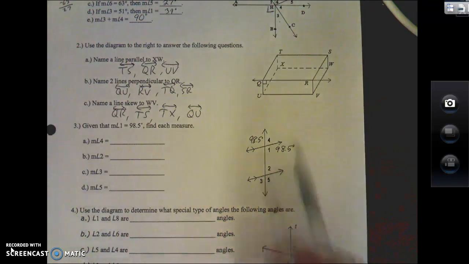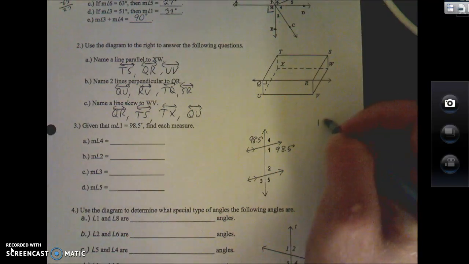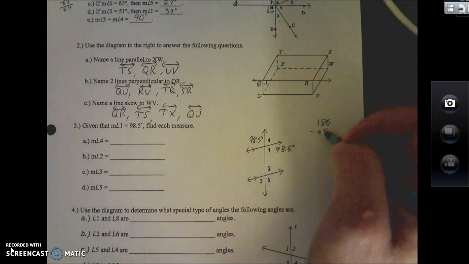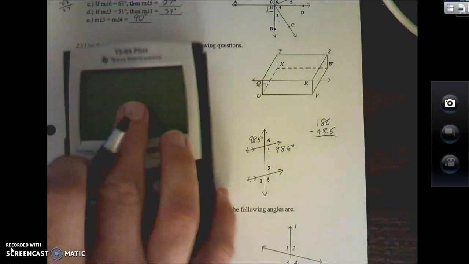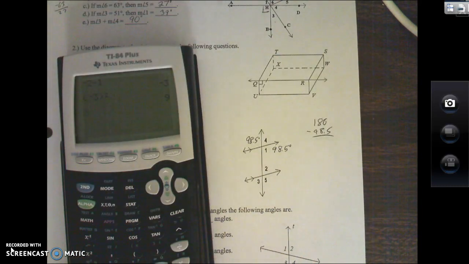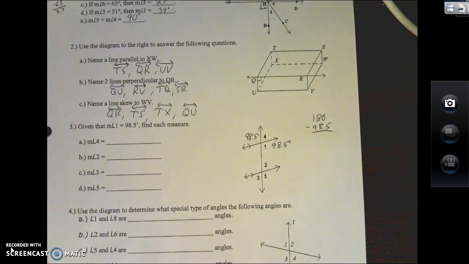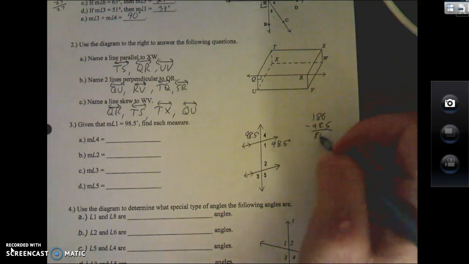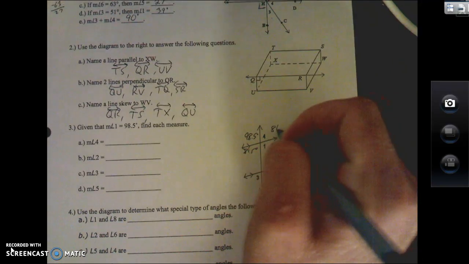Okay. Ladies and gentlemen, what does a straight line equal? Well, a straight line equals 180 degrees. So if I do 180 minus 98.5, okay, I can go ahead and take a calculator. We're looking at 180 minus 98.5, 81.5. Right? So that means that these other ones are going to be 81.5 degrees, 81.5 degrees.